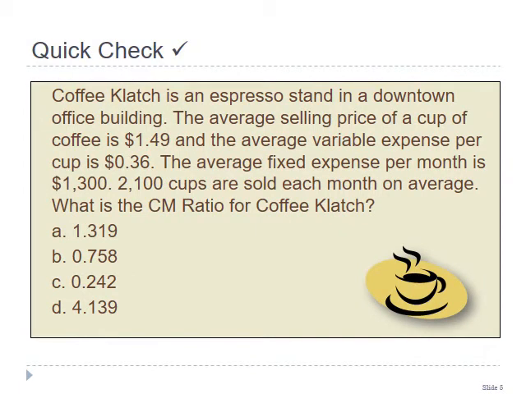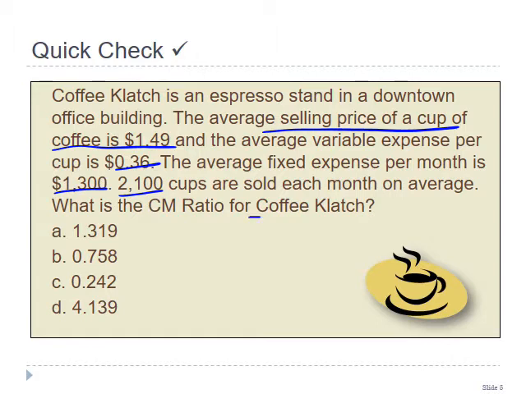So here is a quick check. I just want to know whether you understand this concept 100%. So just pause the video here and try to solve it by yourself, and then we're going to solve it together. So here it is. Let's read the question. The Coffee Clutch is an espresso stand in a downtown office building. The average selling price of a cup of coffee is 1.49, and the average variable expense per cup is 0.36. The average fixed expenses are $1,300. So 2,100 cups are sold each month on average.